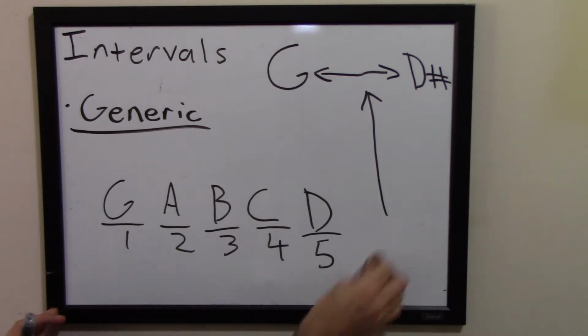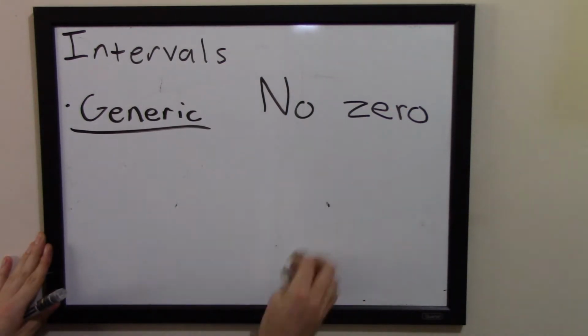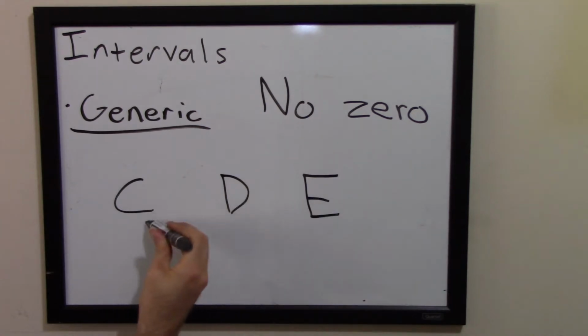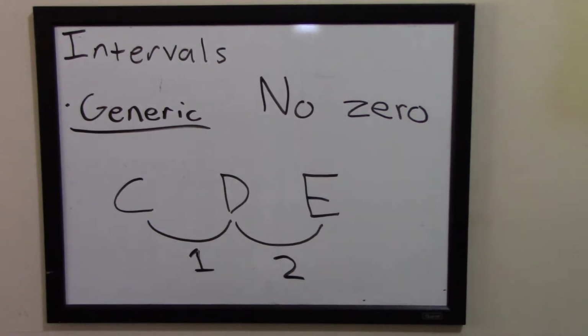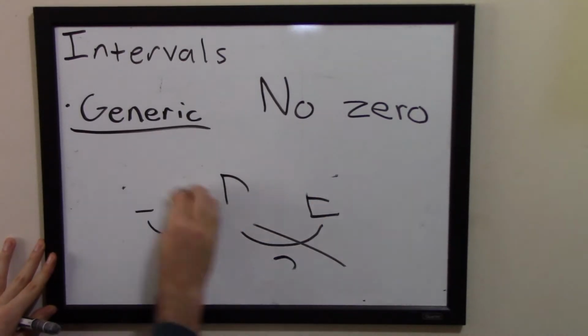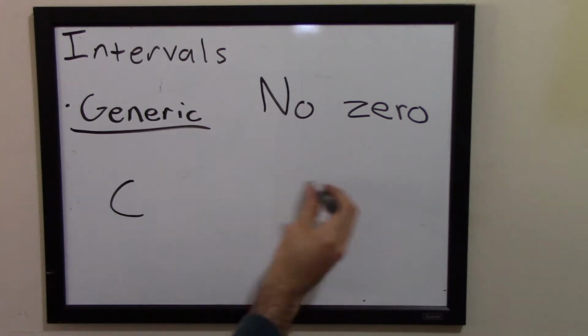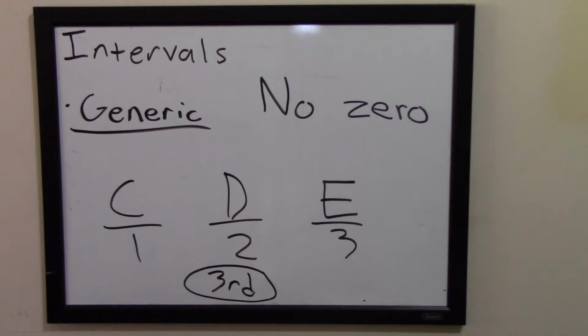Note, and this is important, when you're counting intervals like this, there is no zero. It's not like when you count from C to E, you count, okay, I start at C, and then I go to D, that's 1, and then I go to E, that's 2. No, the note that you start on is 1, and then you count up to the note that you're going to. So from C to D to E is 1, 2, 3. That is a third. Keep that in mind. Remember that. Don't forget that.